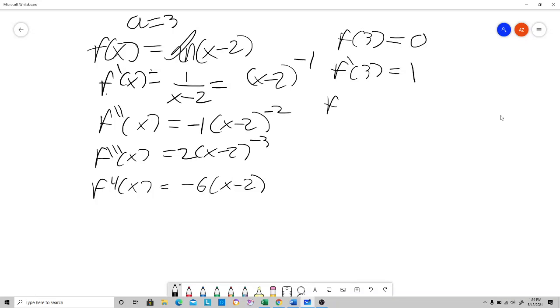And then f double prime, that's going to be 1 in the denominator again. That's going to be -1 in the numerator. And then for the triple prime, that's going to be 2. And then f fourth prime, that's going to be -6.